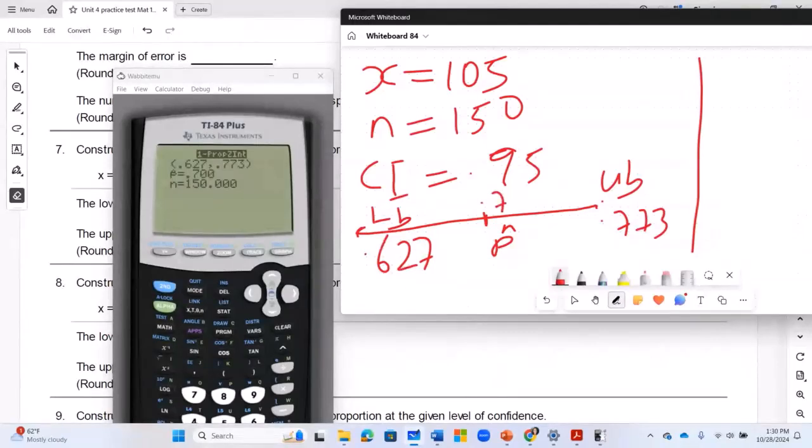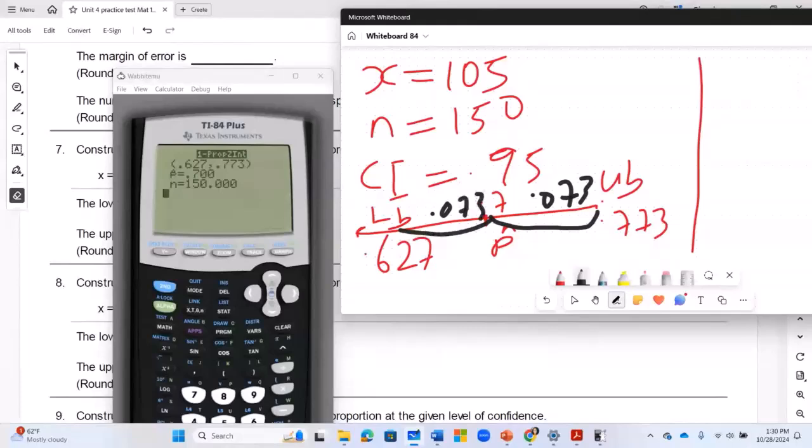And then I already can find the margin of error. The margin of error is the distance from the upper bound and the P hat. If I do upper bound minus P hat, I have 0.073. And this is 0.073 also. Therefore, the margin of error is 0.073.